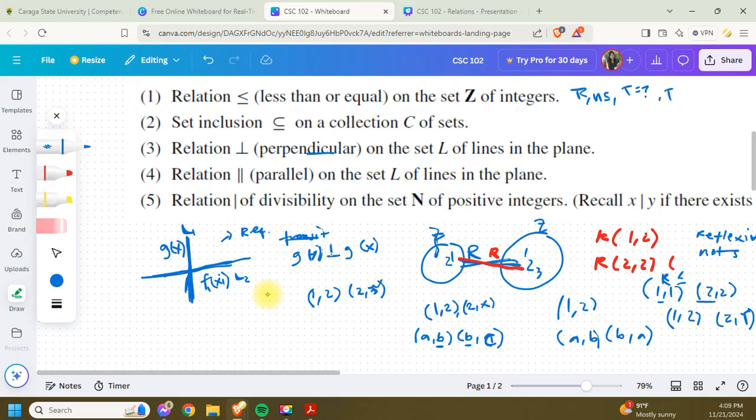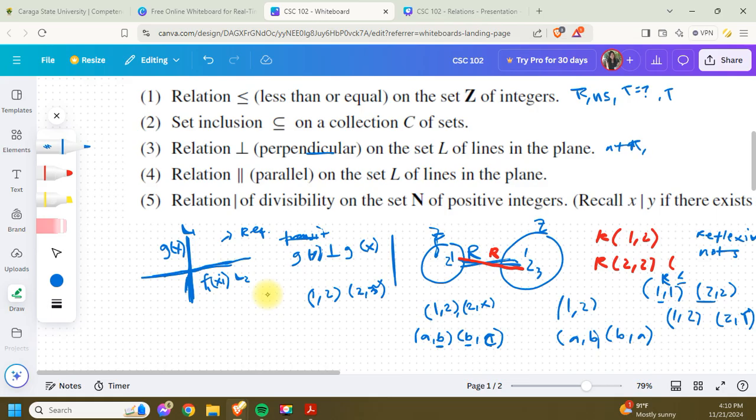It cannot meet itself once, because if you have two g of x, that's just two lines on top of each other. So technically, they are all the same. So we cannot really say that g of x is reflexive to itself, and f of x is reflexive to itself. Thus, this one is not reflexive.